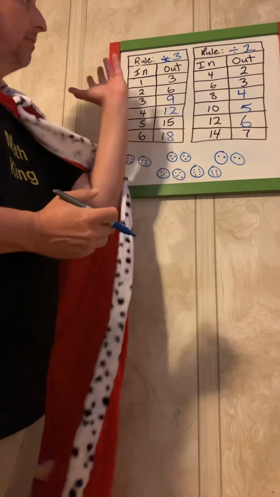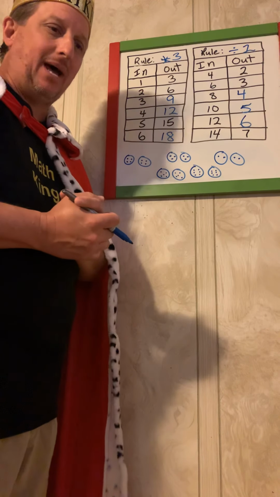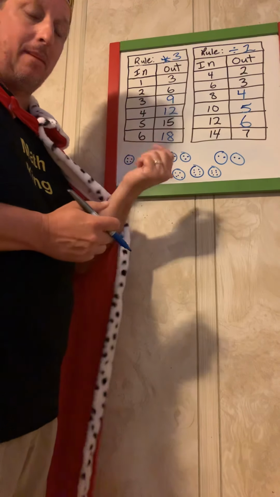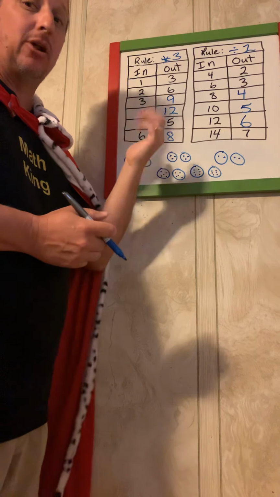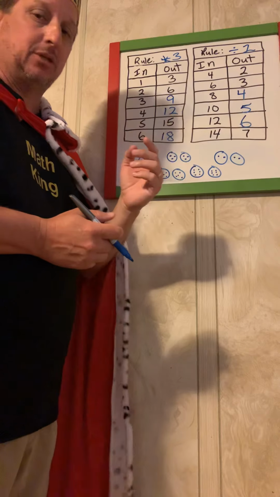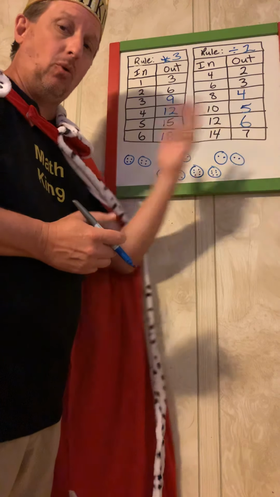Okay? Quick review of in and out tables, how to do them, how to find the rule. Remember, if the numbers are getting bigger when you go to the outside, it's adding or multiplying. If the numbers are getting smaller, it's subtraction or division.